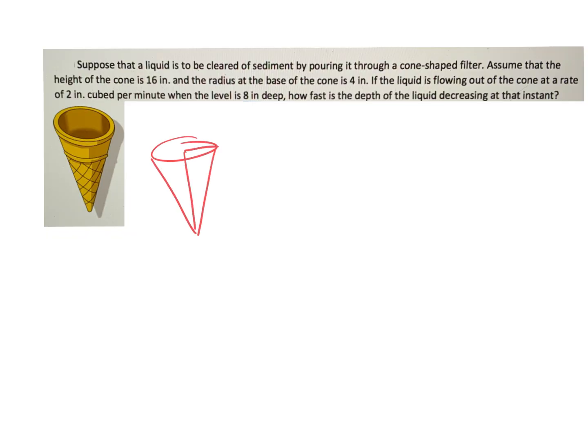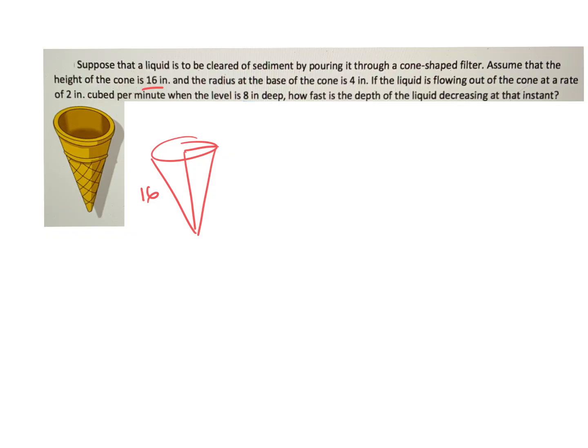If the liquid is flowing out of the cone at a rate of 2 inches cubed per minute when the level is 8 inches deep, how fast is the depth of the liquid decreasing at that instant? Woo, that was a lot. Let's break it down. All right, so we have a cone, and the height of the cone is 16 inches. So our height is 16.